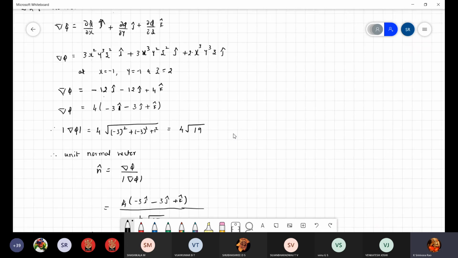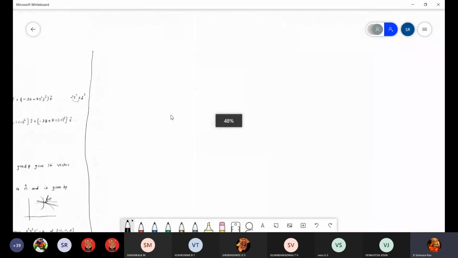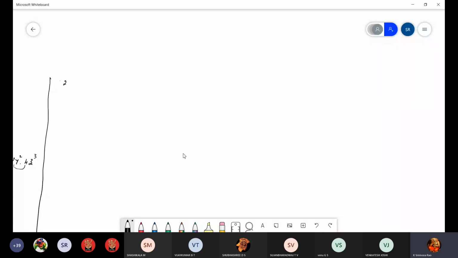Second problem. Find the unit normal vector for phi equals x square yz plus x y square z plus xyz square equal to 3 at 1, 1, 1. So simple substitution, 1, 1, 1, no negative at all.